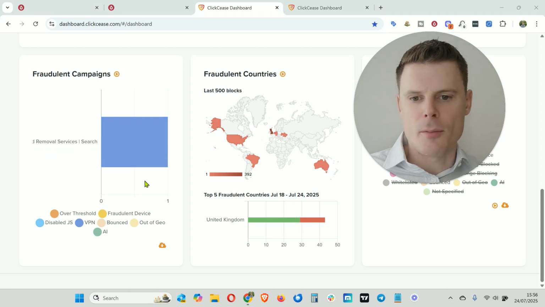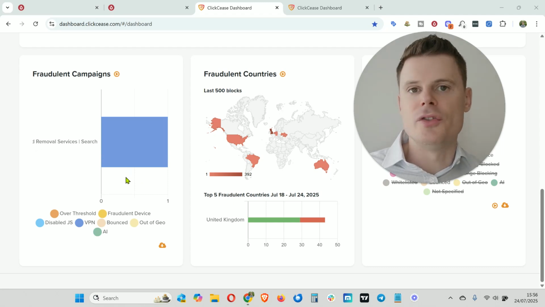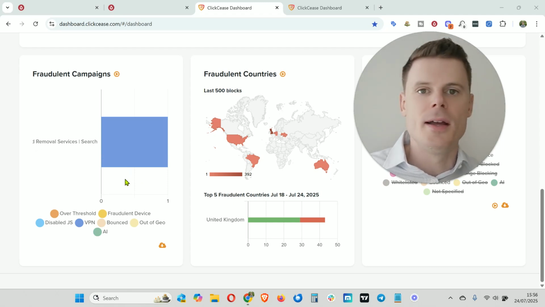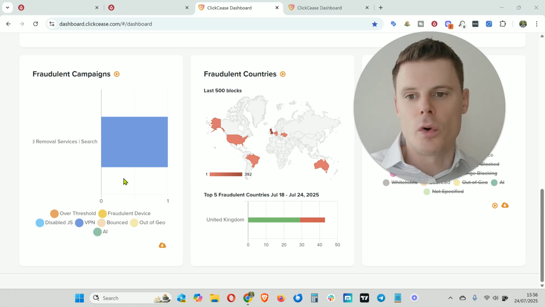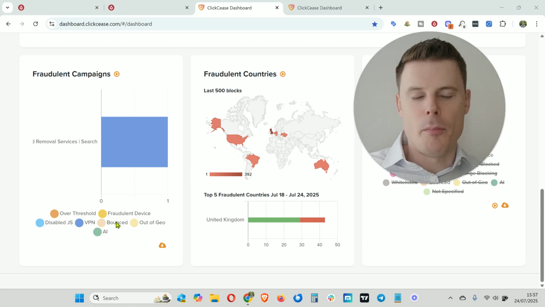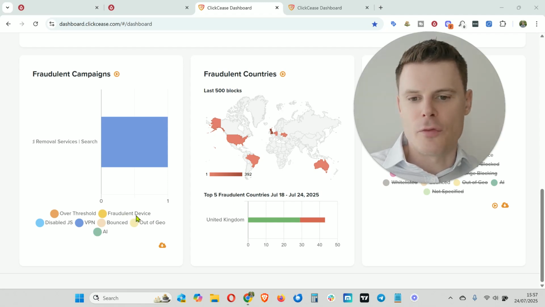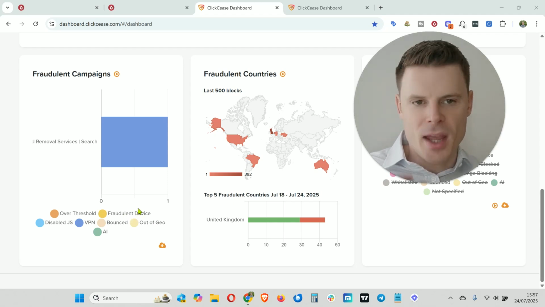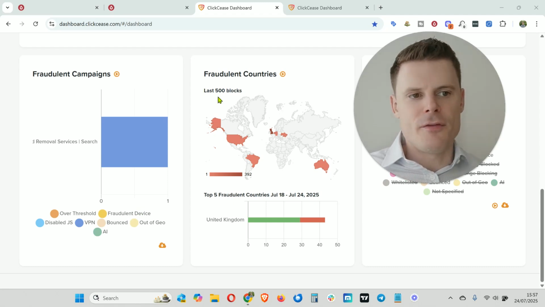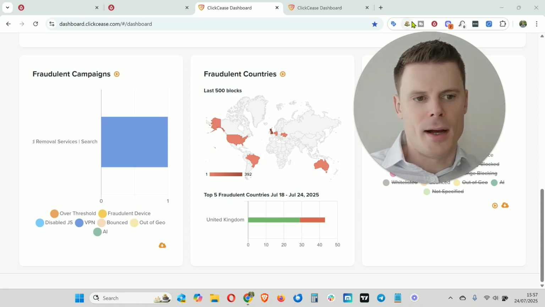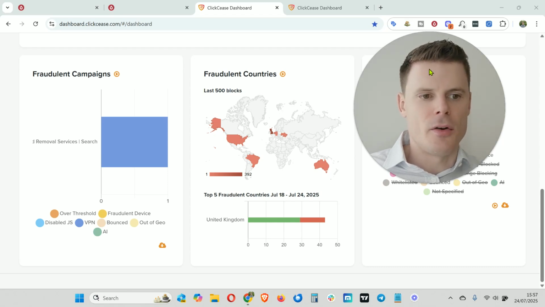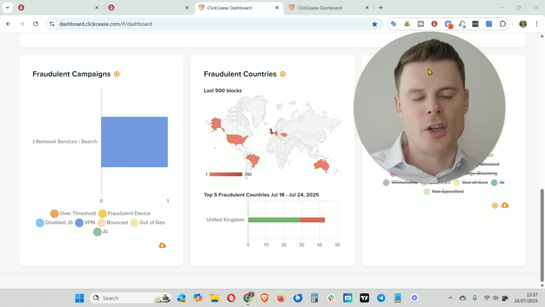So for this time range, it's for using a VPN. You can block users who are using a virtual proxy network, because that's something that malicious actors will very often do. And you can see you can block people who have bounced. You can see you can block people who are outside of your geo-targeting, people who are using known fraudulent devices, and things of that nature. So this can be a very, very effective way of limiting the amount of fraudulent traffic that you get.